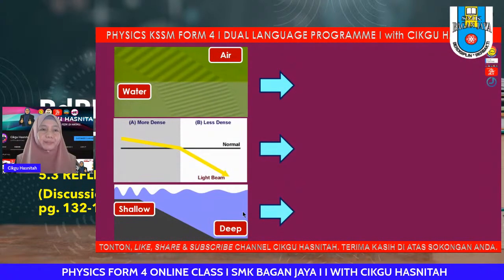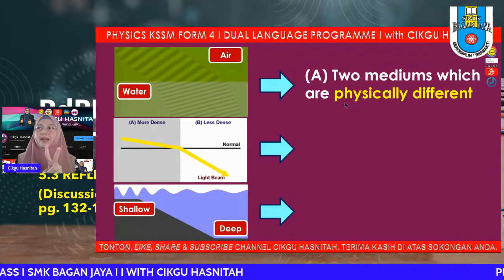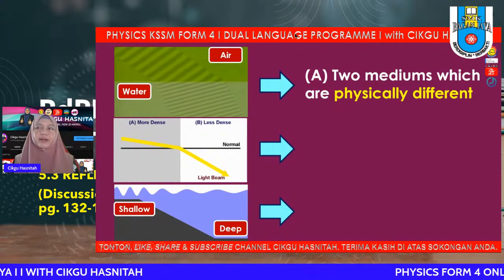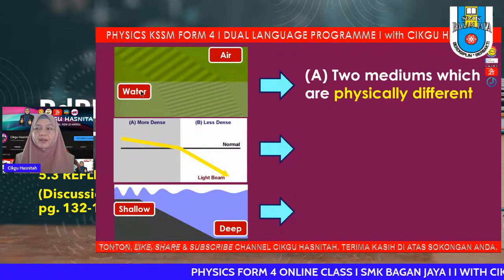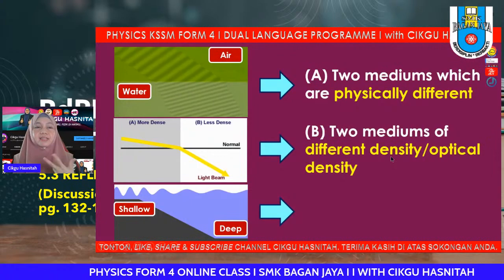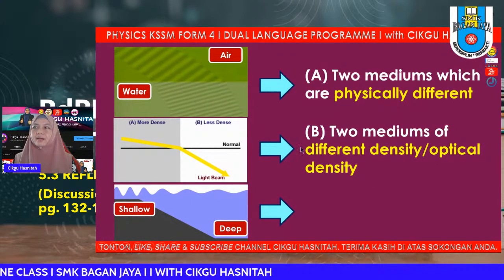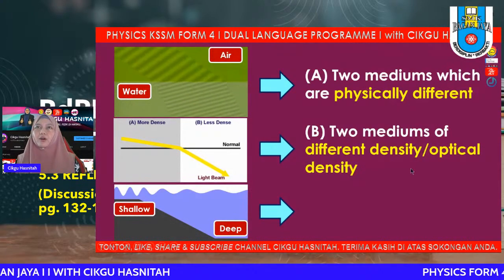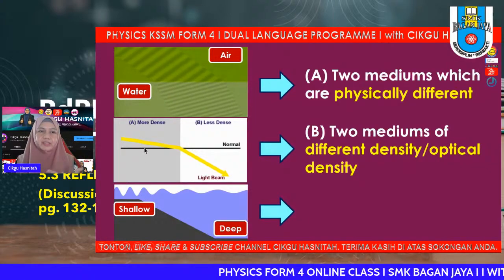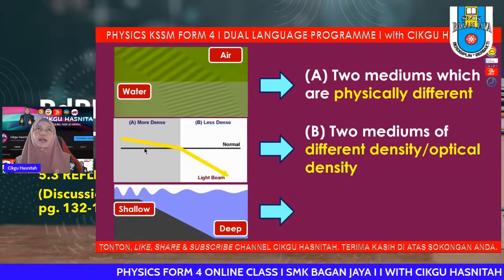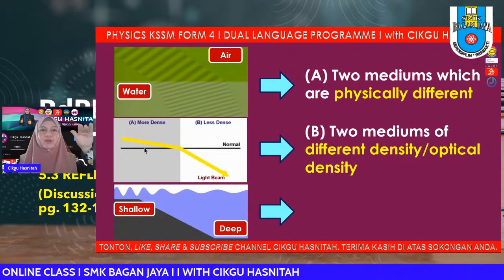Medium is the environment, okay, the region. So the two media can be physically different. For example, we have air and water here. Air and water are physically different. Or the media can be different in density or different in optical density. For example, from air entering glass, it has two different optical densities. If we are talking about sound waves, they travel through different layers of air, meaning different densities of air.